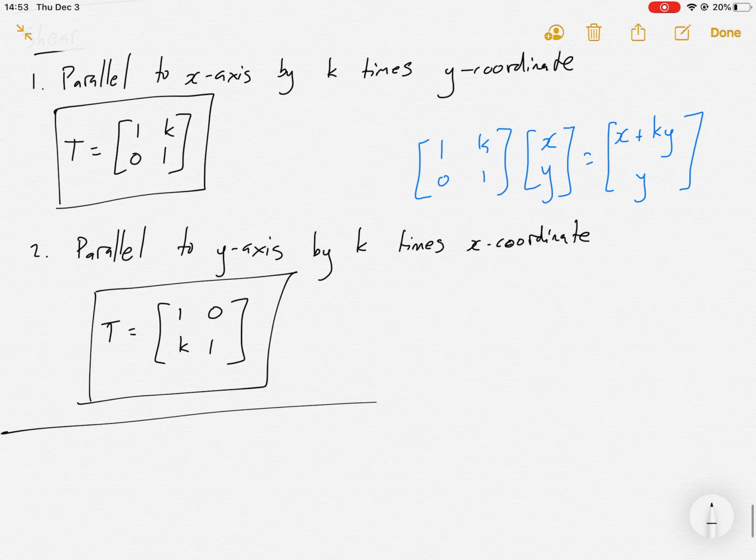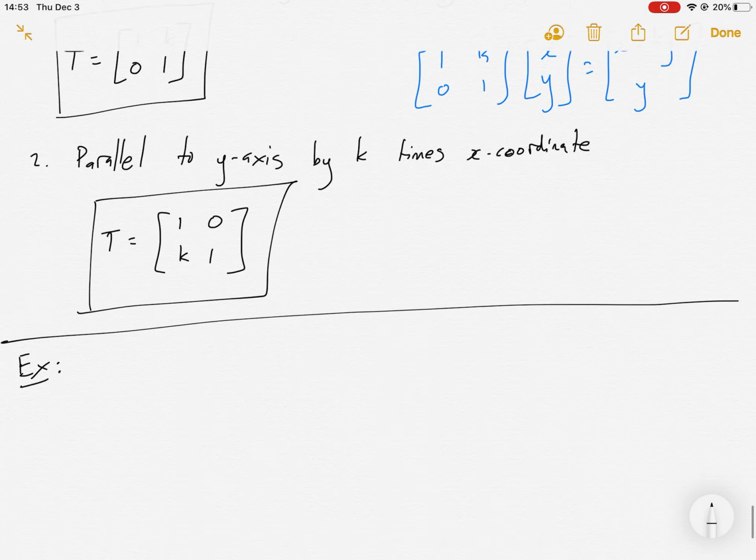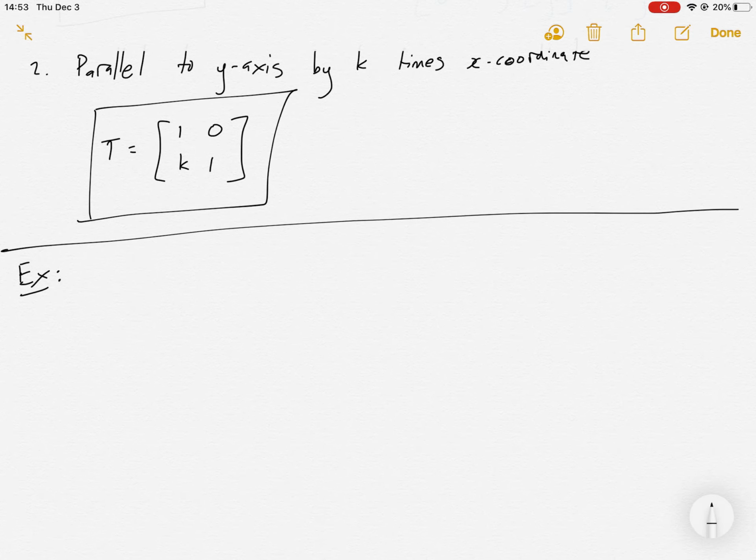So those are examples of shears. So let's do a quick example. I've already sort of done an example up there, but we'll do another one just to give you an extra sense of what this looks like.